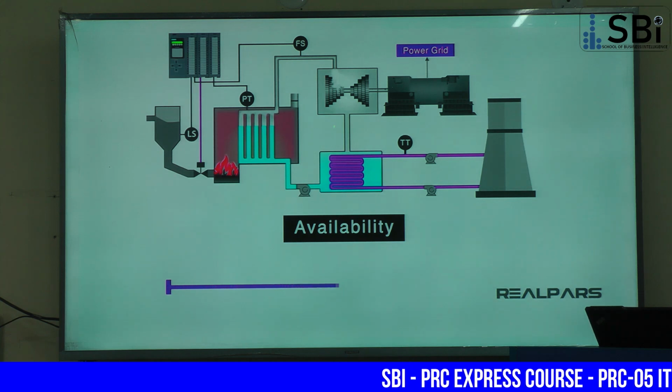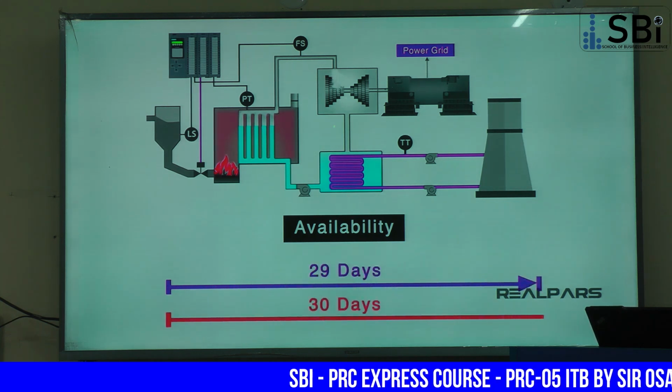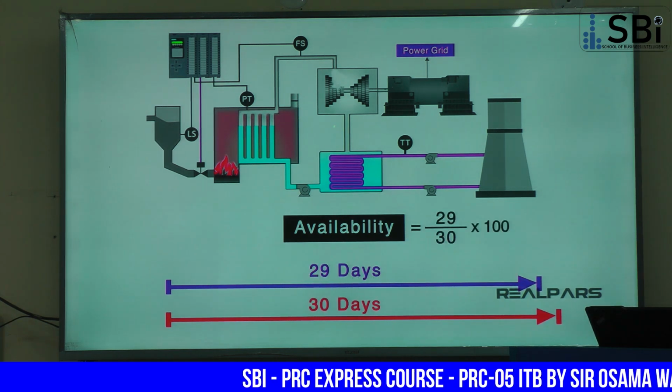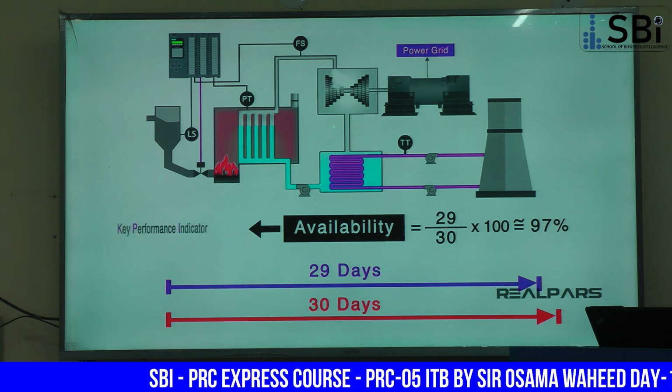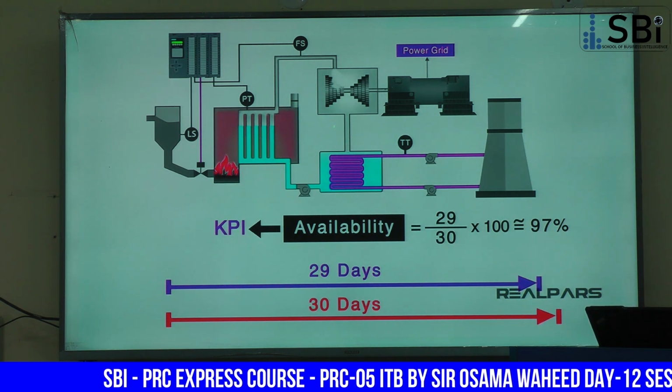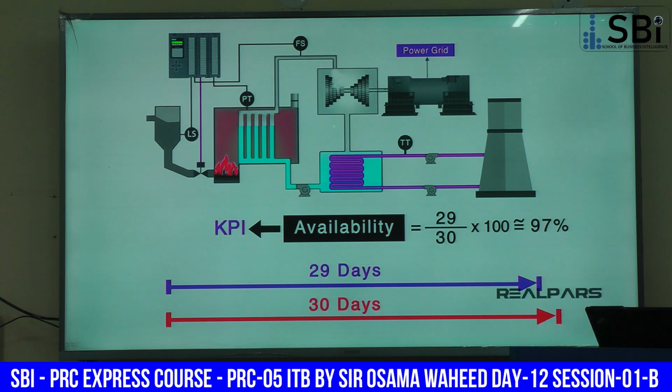Availability is the amount of time that the plant is able to produce electricity over a certain period of time, divided by the amount of the time in the period, which is often a key performance indicator, or KPI. This also ensures the most efficient use of the plant, which maximizes power generation.